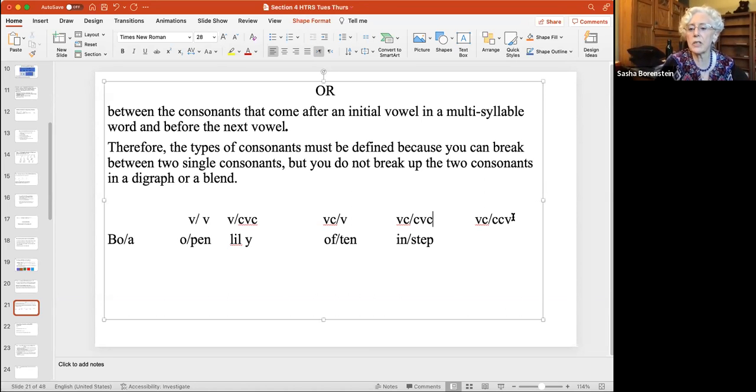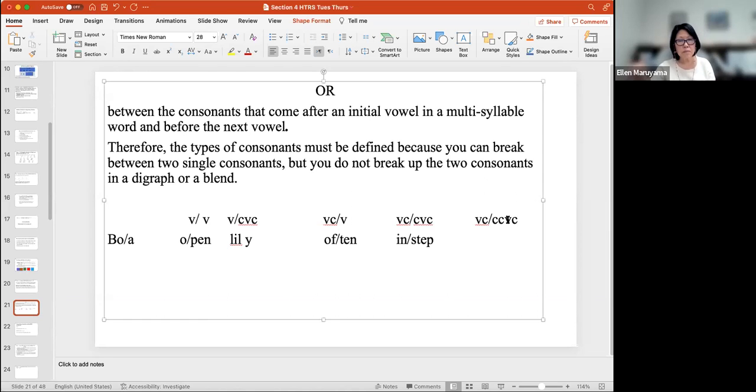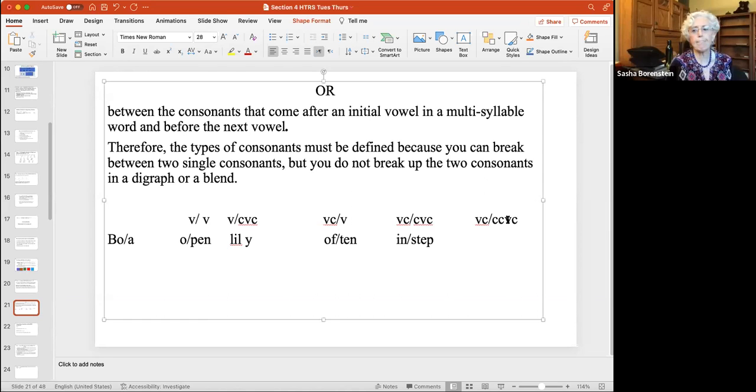And this one should have a C after it also, okay? You always have to go to the end of the word, and you have to identify the types of syllables. First one, second one, third one, okay?